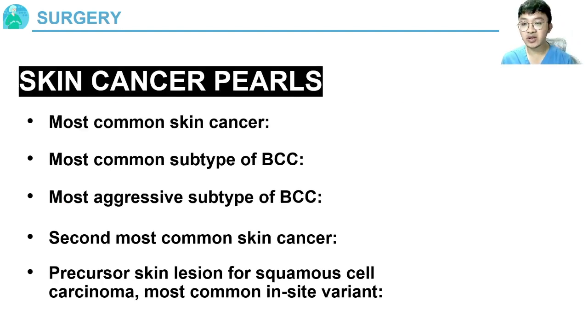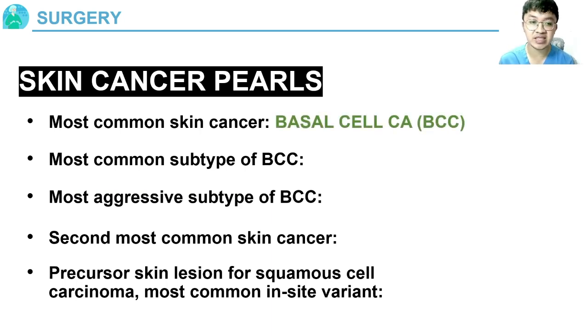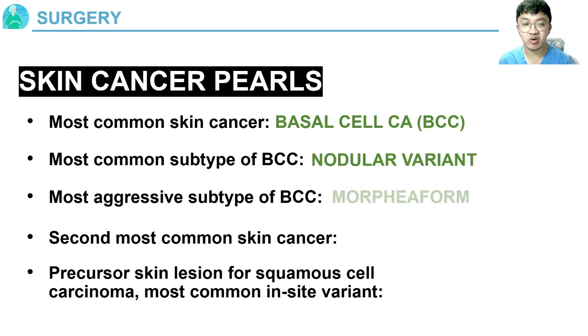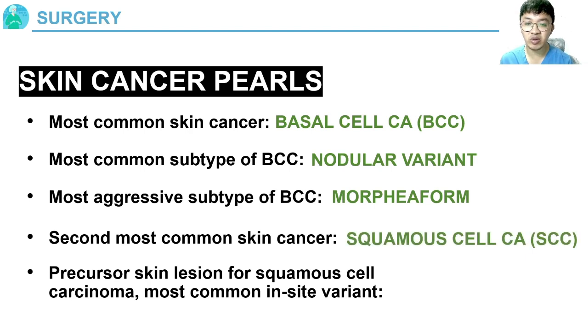Other skin cancer pearls: the most common skin cancer type is BCC, or basal cell carcinoma. The most common subtype for BCC is the nodular variant. The most aggressive subtype for BCC is morpheiform. The second most common skin cancer is squamous cell carcinoma, and the most common precursor skin lesion for squamous cell carcinoma is actinic keratosis.